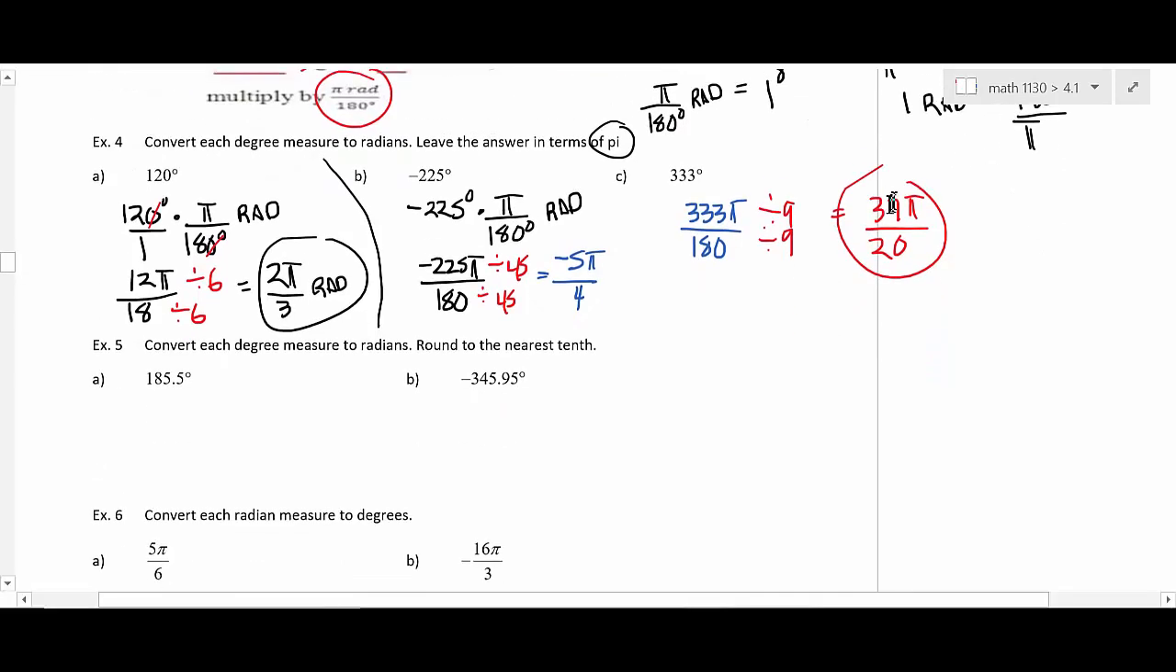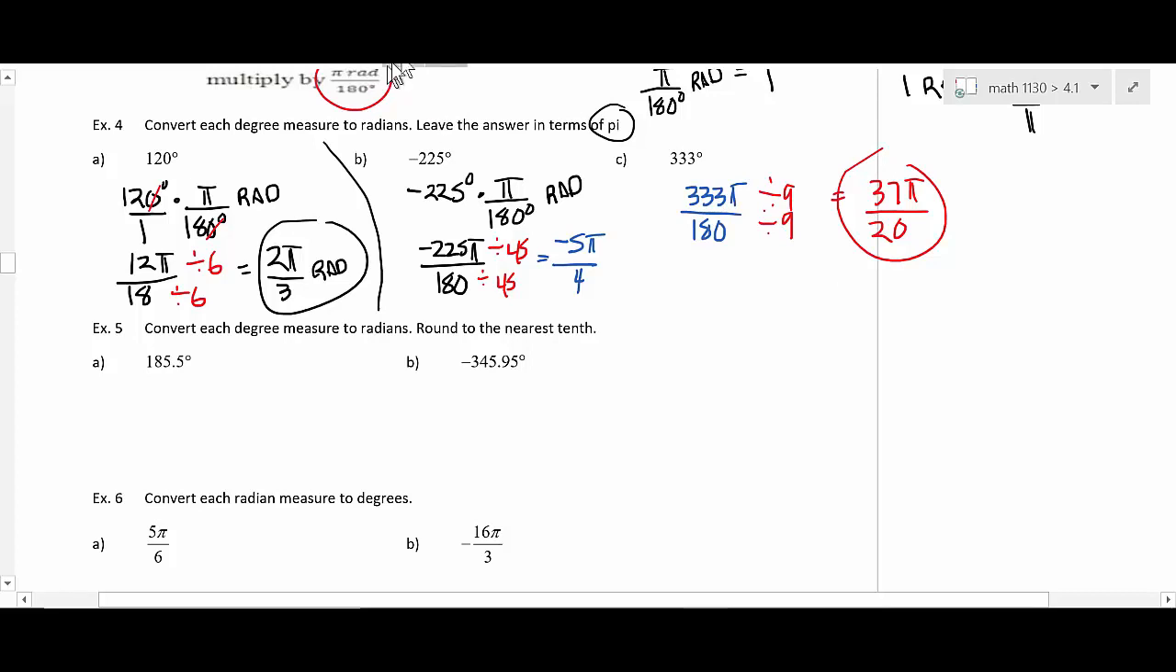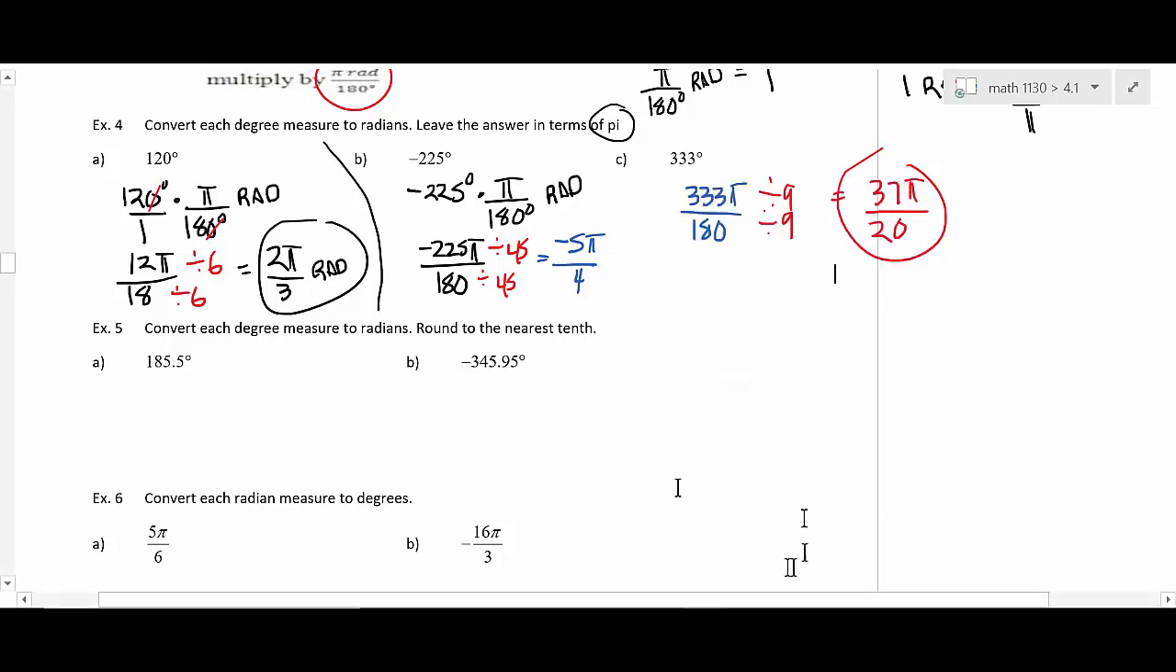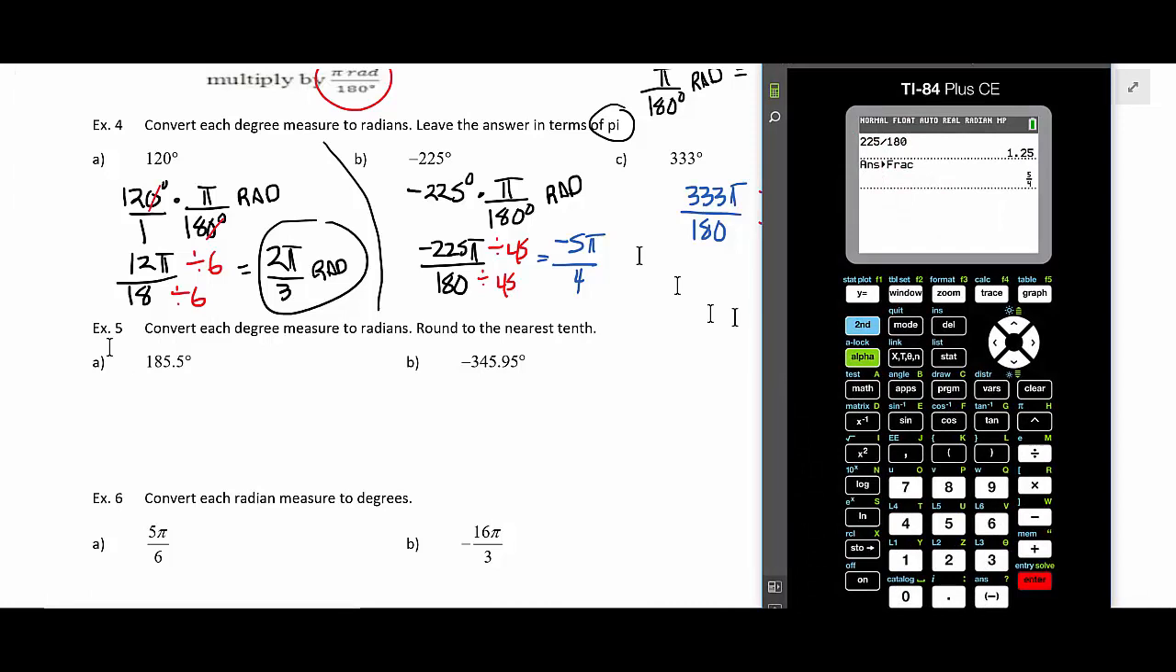Now there's going to be times when you have no choice but to work a little bit with your calculator. So on these problems, we're going to work mostly with the calculator. On this one, I'm going to have you round to the nearest tenth, since you don't have a whole number. We're going to do this totally on the calculator: 185.5 times pi, using your pi key, and then divide by 180. If you round that off, that gives about 3.2 radians.